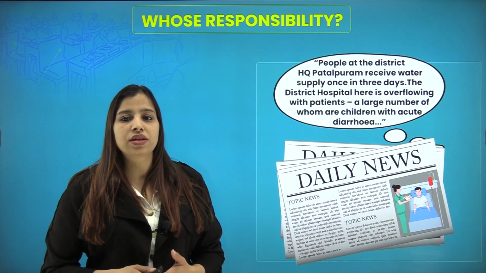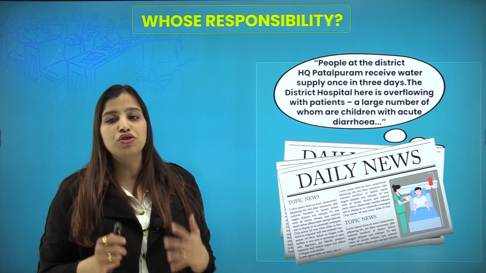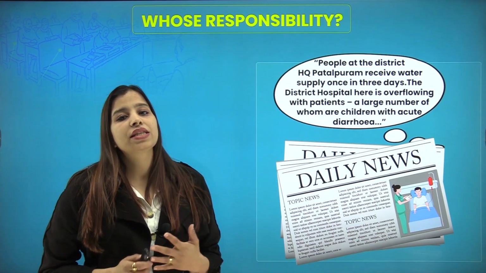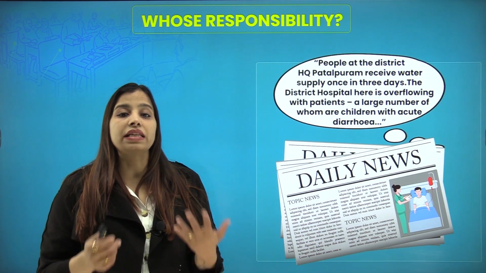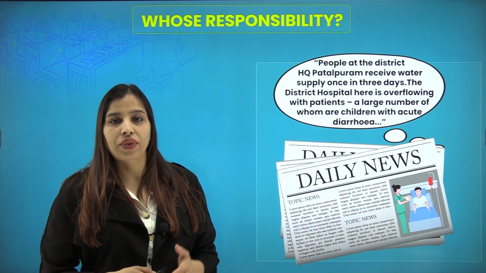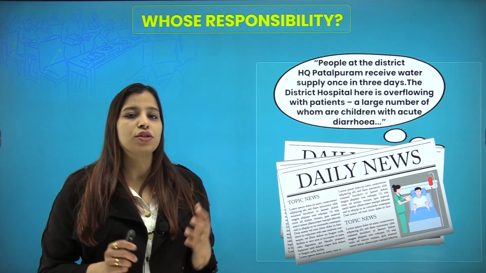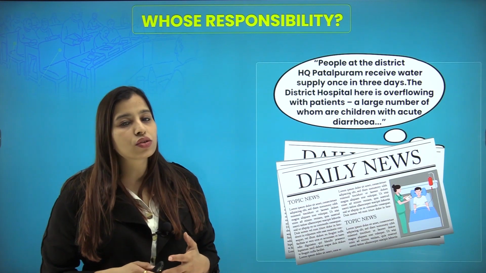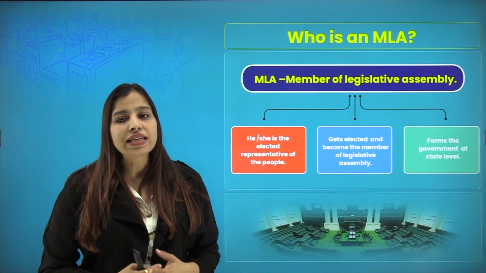And the district hospital is overflowing with patients, a large number of whom are children with acute diarrhea, because diarrhea is a type of disease that is caused when we consume unclean water. And this entire problem is focused on the shortage of water and also on the supply of unclean water. Now we'll see who is an MLA.